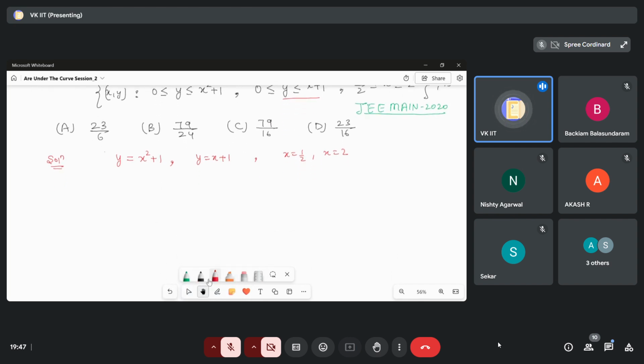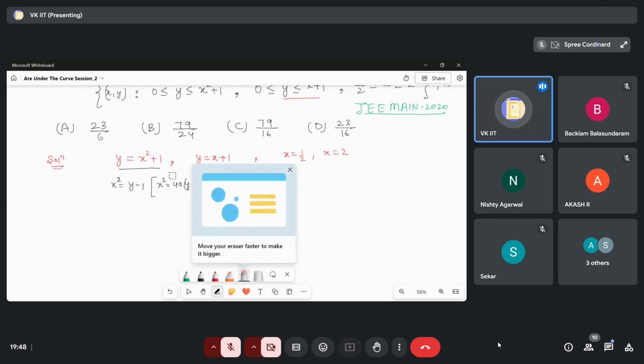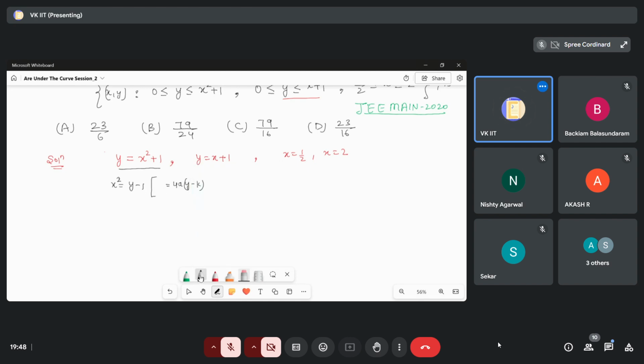And I'm hoping that you will be able to draw the diagram at least. So y is equal to x square plus 1. We can write this as x square is equal to y minus 1. The standard format of the parabola is x square is equal to 4ay, or we can say x minus h whole square is equal to 4a into y minus k. It is the standard format of the parabola, right?